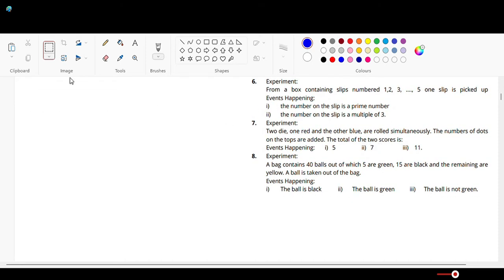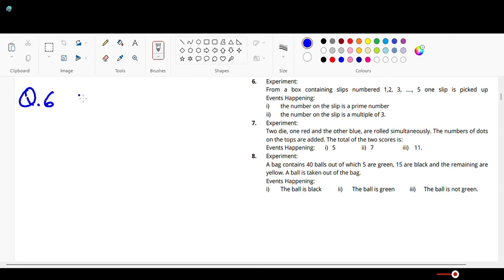So question number 6. Question number 6 is: from a box containing slips numbered 1, 2, 3, 4 all the way to 5, meaning 1, 2, 3 all the way to 5, so there's only one number left, that's 4. But anyway, 1, 2, 3, 4, 5. One slip is picked up. What are the chances that the number on the slip is a prime number, and what are the chances that the number on the slip is a multiple of 3?